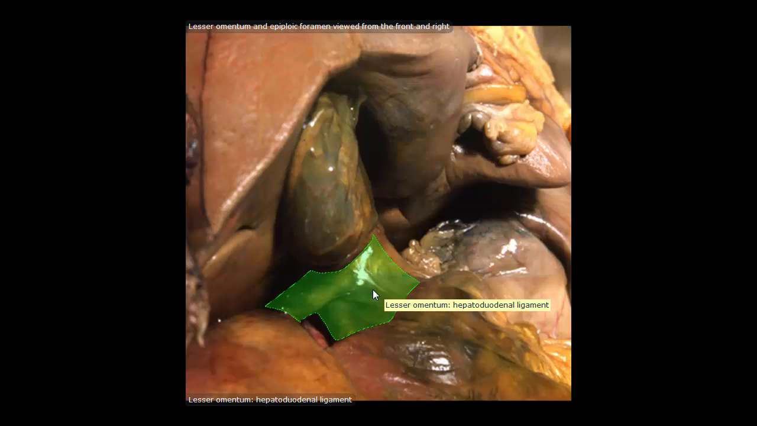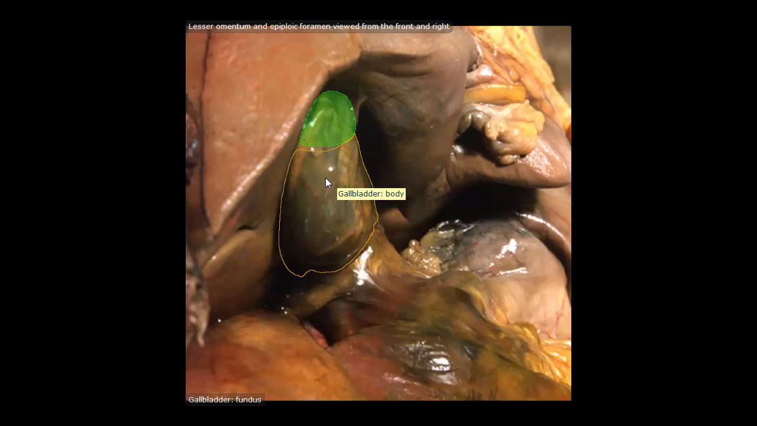Anterior to your finger then is going to be the hepatoduodenal ligament with its contents, which is the portal triad. So it's the portal vein, the proper hepatic artery, and the common bile duct. Okay, so right here is then the hepatoduodenal ligament. This is the gallbladder fundus and the gallbladder body.